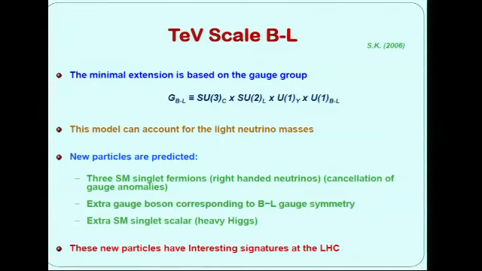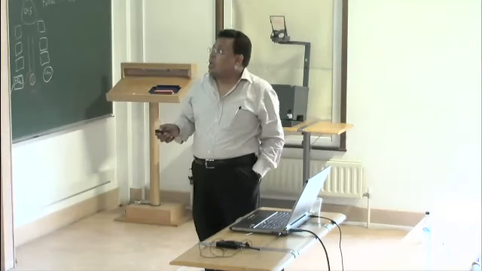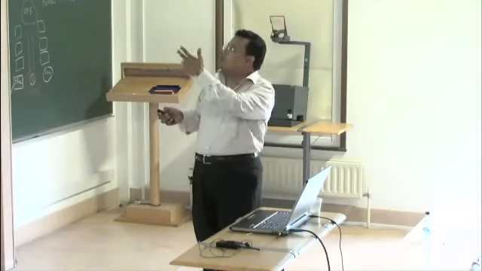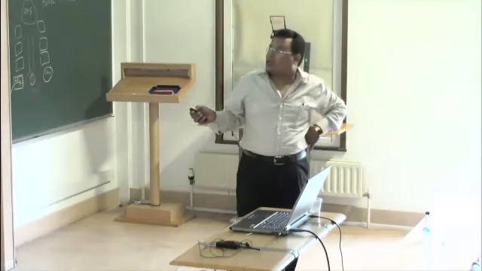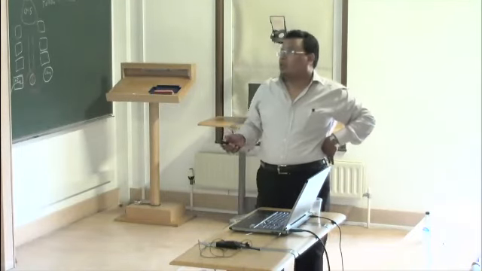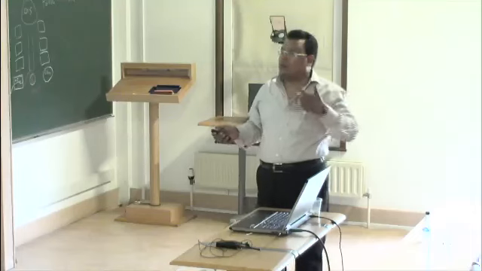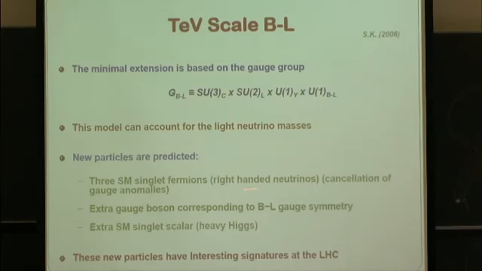And this model can account for the neutrino masses, and at the same time can give very interesting signatures at the LHC because it contains, by construction, to make the U(1) B-L anomaly free, 3 singlet fermions, which we call right-handed neutrinos. And of course, there is a gauge boson associated with the U(1) B-L, and also extra singlet scalars to break this U(1) B-L.